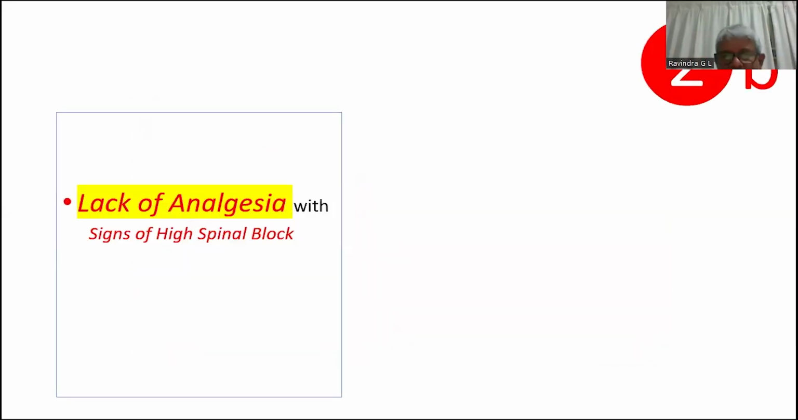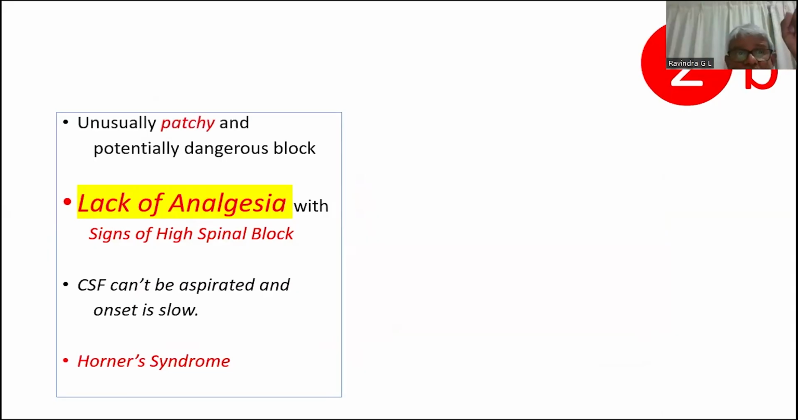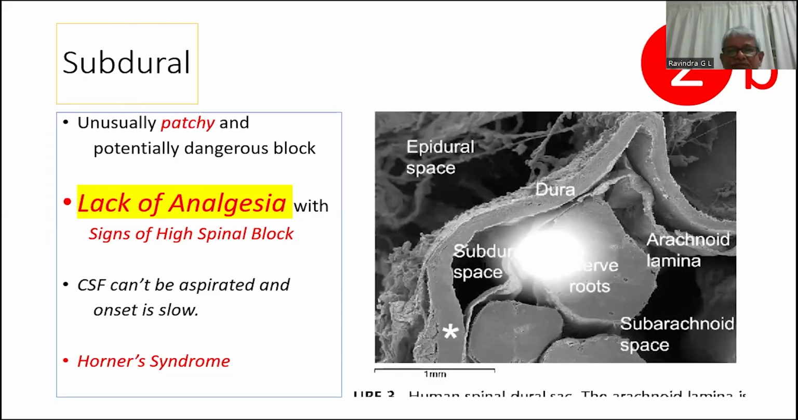The next one is an even more tricky situation. There is no analgesia. Most of the time it is a lack of analgesia, but there are signs of high spinal block. CSF you can't aspirate at all, and there is Horner syndrome. Usually a patchy block. Many a time with lack of analgesia, you have placed a lumbar epidural, you have given the dose, and the patient is unable to get a hand grip, and there is no analgesia. This can occur most of the time. The diagnosis is very well written.